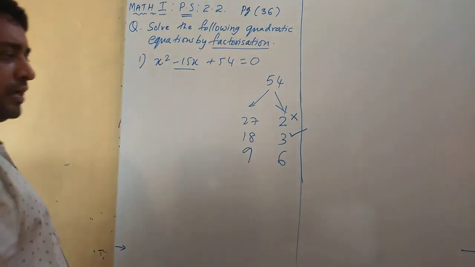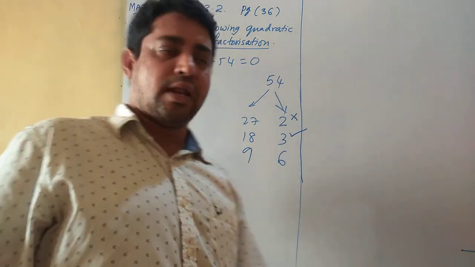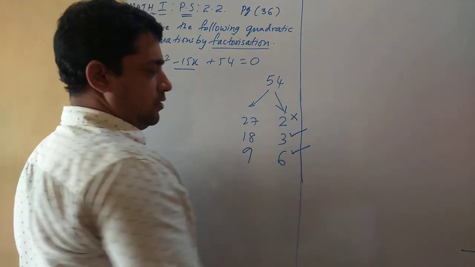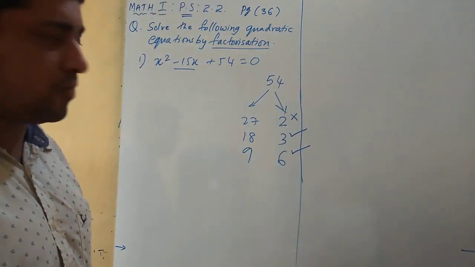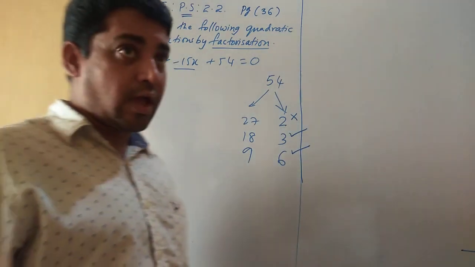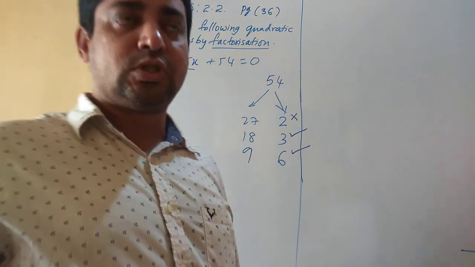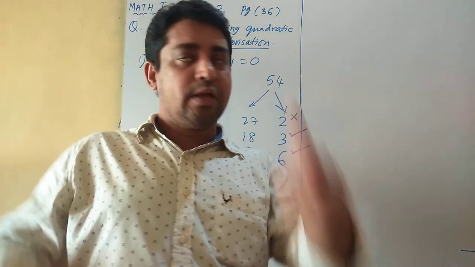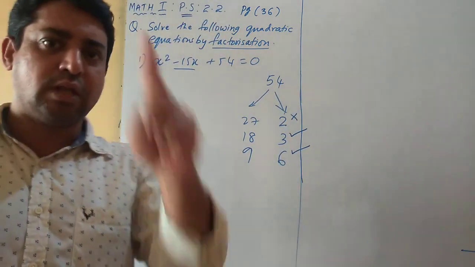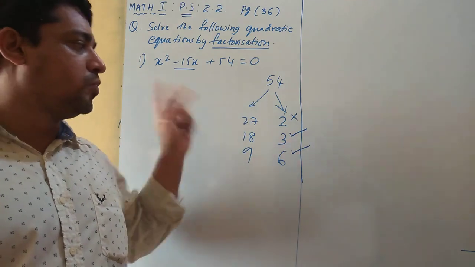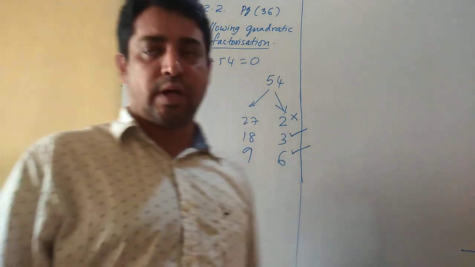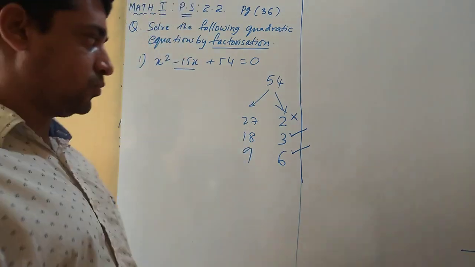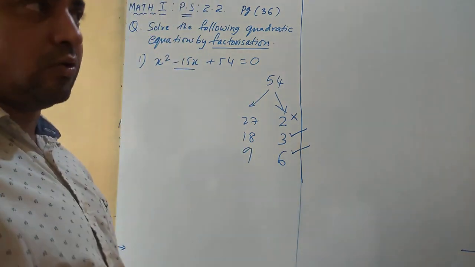Okay, let's check the next one. 9 times 6 is 54. 9 plus 6 is again 15. So here I have a problem now. This happens in some of the sums given. You get multiple pairs, 2 pairs. I told you that you will be getting only one correct pair. But here we have got 2 pairs. That means out of these 2 pairs, you will have to select the correct one. One of these is not correct actually.